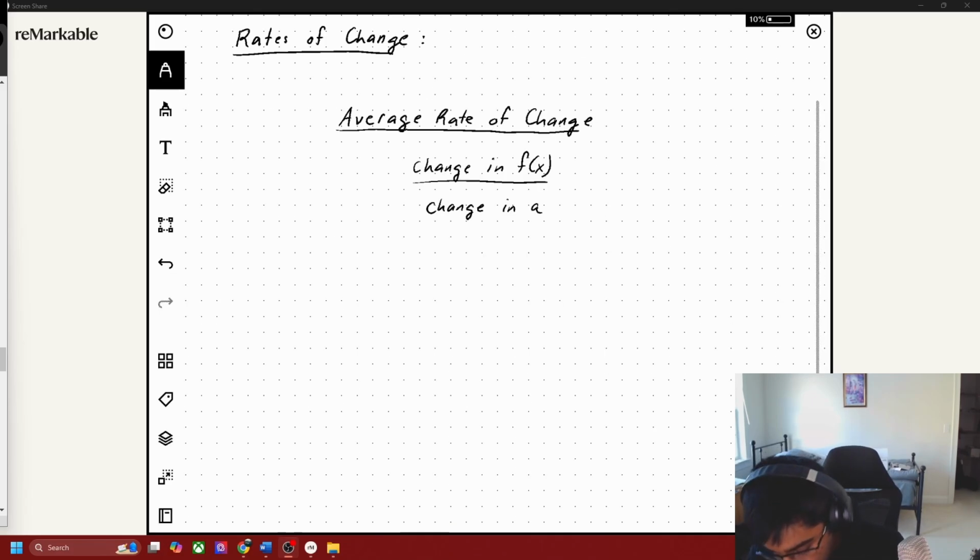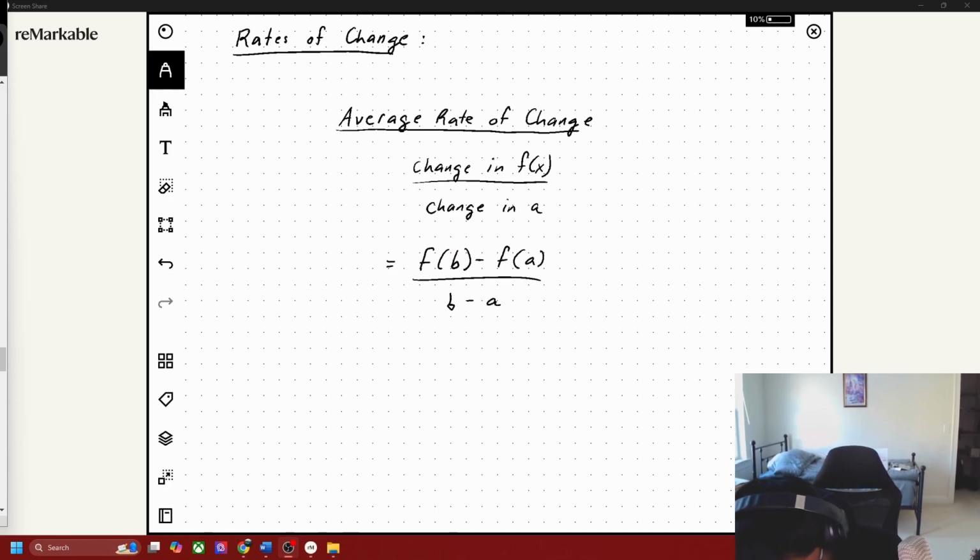So really that can be notated as f of b minus f of a over b minus a. Or if you want to be fancy about it and make your own secant line equation, as I'm going to call it from now on, f of x minus f of a over x minus a.